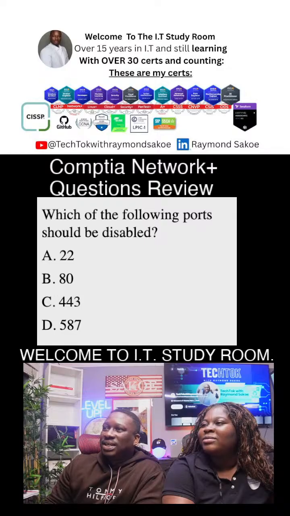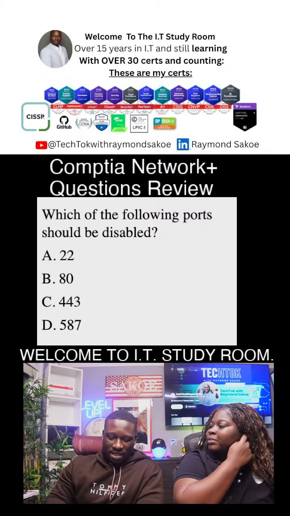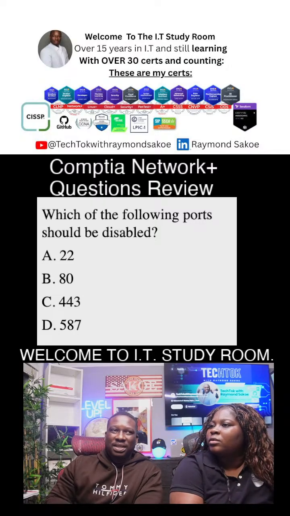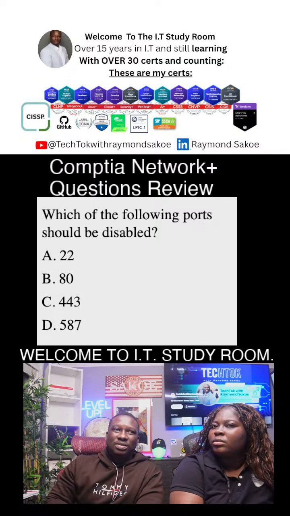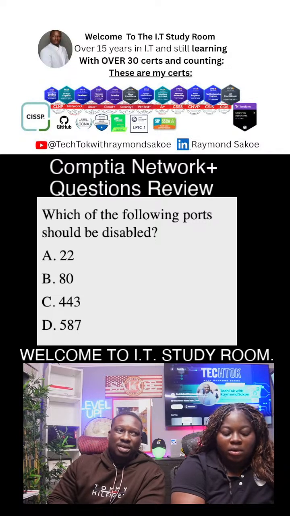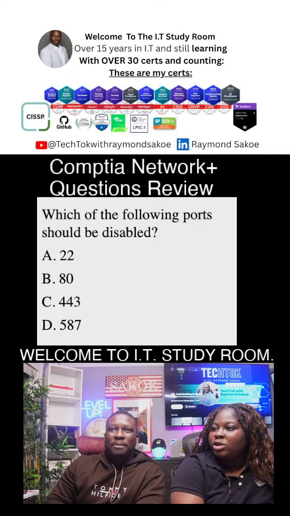I still don't get it, because remember the whole point of secured versus unsecured is mainly the encryption, right? So port 80 has no encryption. Port 80 is unencrypted traffic. 22 is encrypted? Yes, it is.